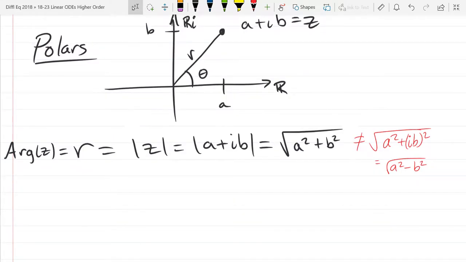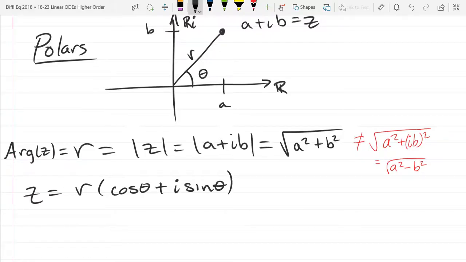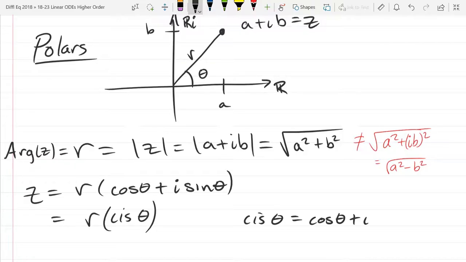So if you know your angle, you can also write z in polar form, r times cos theta plus i sine theta. I don't know if your book uses the cis function, because I think the cis function was popularized after 1968, which is when the book was written. So cis theta stands for cosine i sine, cos theta plus i sine theta. I'll use some fancy colors. So that's the C, the I, and the S where the name of the function came from.